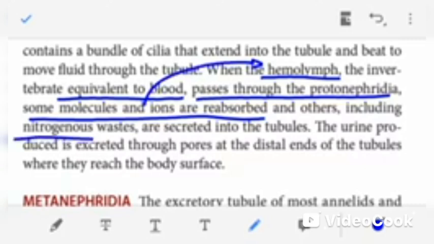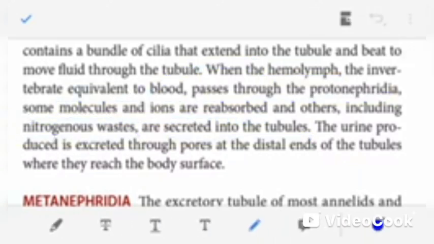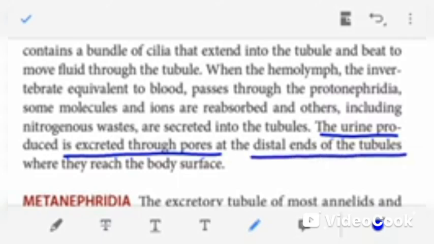While the nitrogenous waste which is present in the filtrate is not reabsorbed, and the tubule is going to secrete it outside the body. So the filtrate which has nitrogenous waste is known as urine, and this urine is excreted through the pores, and these pores are present on the distal end of the tubule and they open on the body surface.